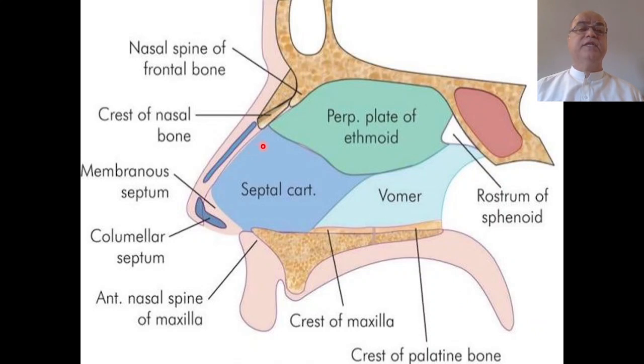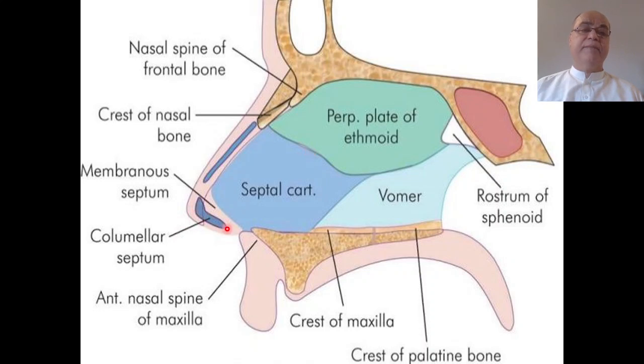As in this picture you can see, this is the anteroinferior part, which is composed of septal cartilage. Then postero-inferiorly is the vomer, postero-superiorly is the perpendicular plate of ethmoid, and minor contributions are from the rostrum of sphenoid, then the crest of palatine bone and crest of maxilla, which forms the anterior nasal spine of the maxilla as well, and then the crest of nasal bone and nasal spine of the frontal bone also contribute in this nasal septum framework. Nasal septum is divided into three parts basically.